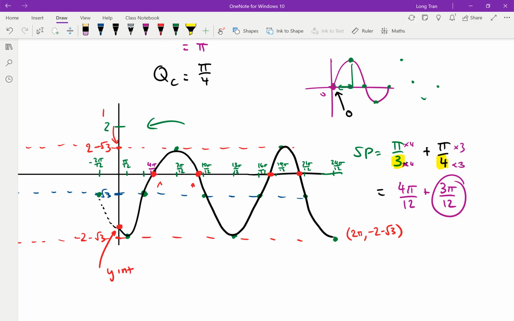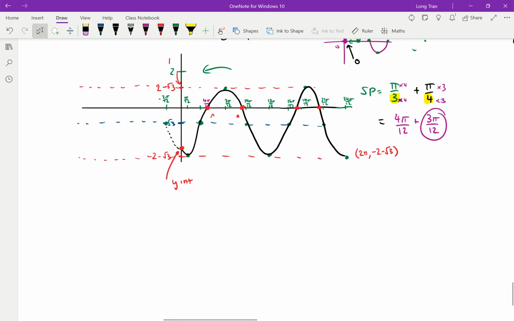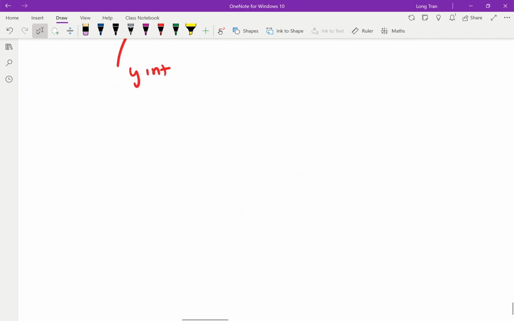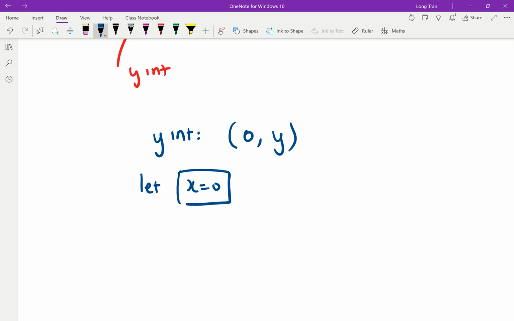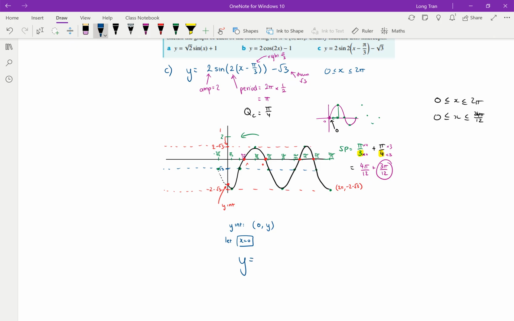The only thing I'm missing is y-intercept and x-intercepts. The y-intercept is easier to do, so I'm going to do it here so you can see. To find the y-intercept, how do you normally do it again? You let x equal 0 and you find y, right? So let x equal 0. In our equation, what's our equation again? It was y equals 2 times sine of 2 times x minus pi on 3, all minus root 3.